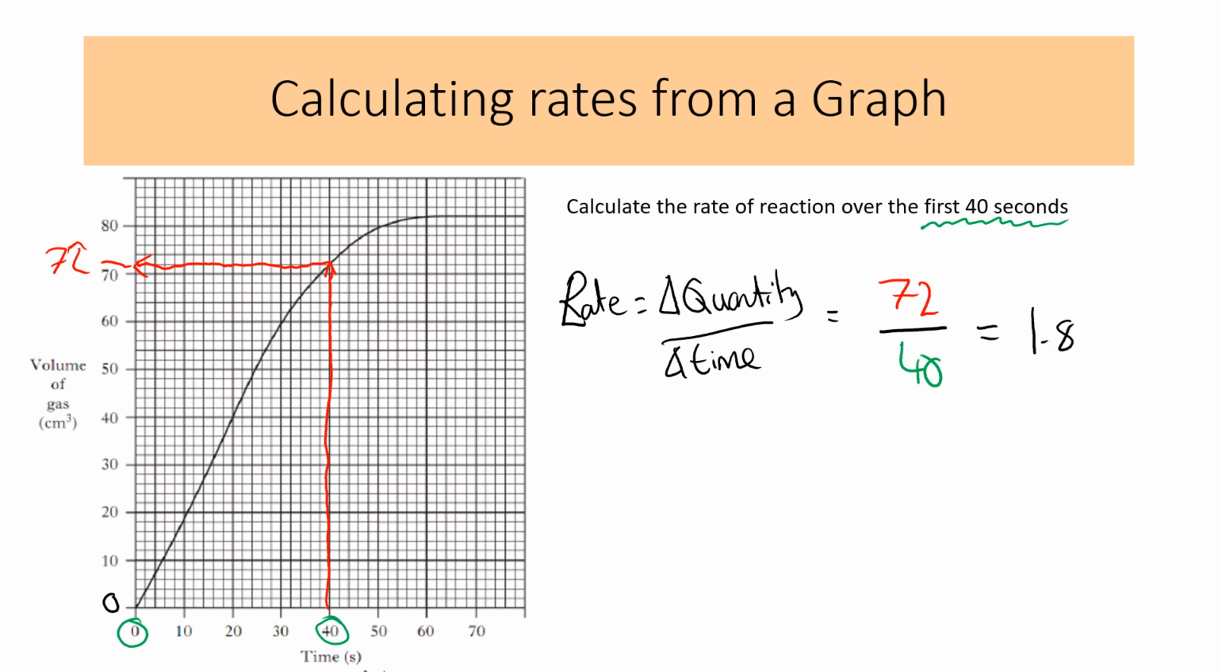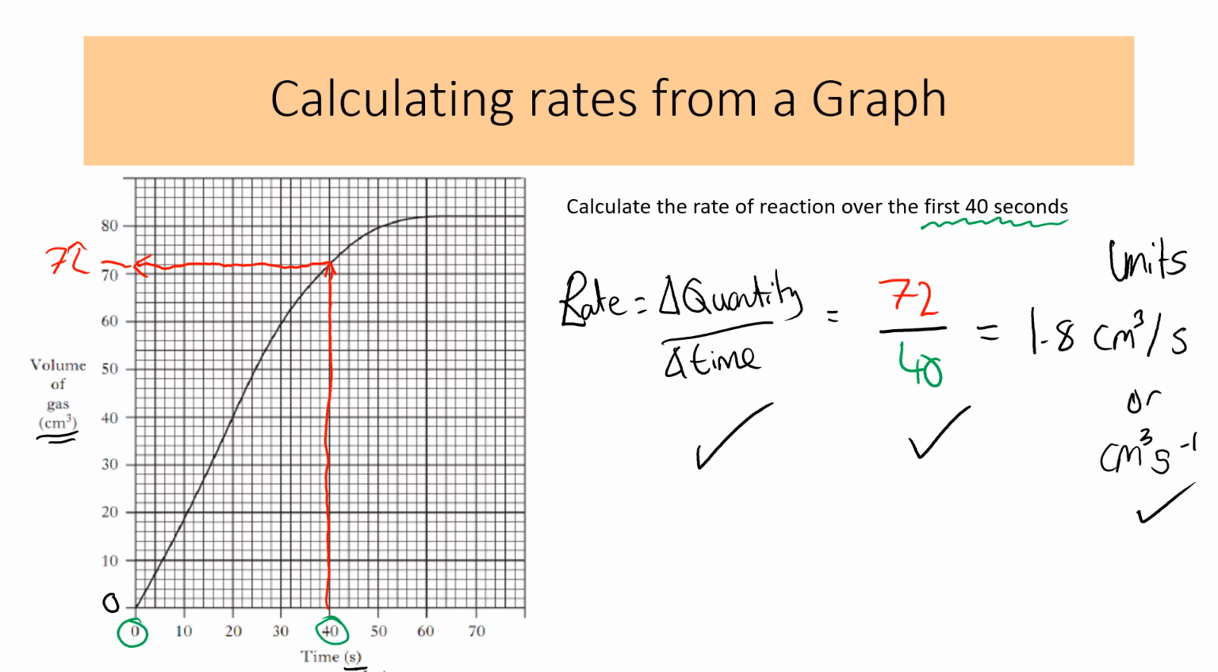Again, we need to do our units. In this case, quantity and time, those are our units. So it's centimeters cubed per second, or we can write centimeters cubed seconds minus 1. And again, it is 1 mark for units, 1 mark for selecting the right data, and 1 mark for doing your quantity divided by time.